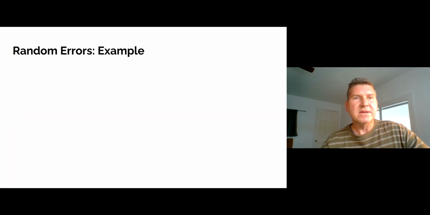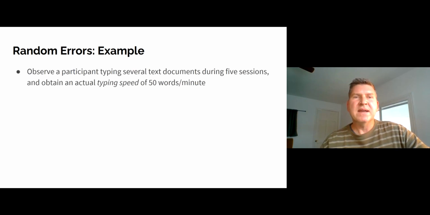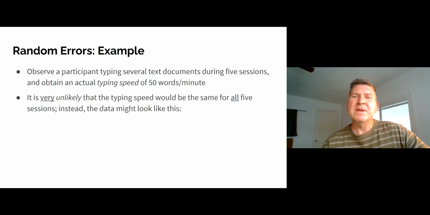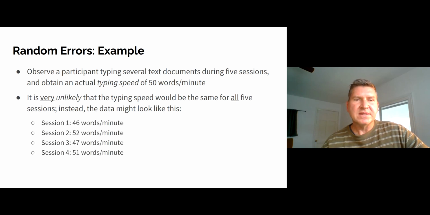We'll start with random errors. What is a random error? Let's say we have a task and we observe a participant typing several text documents during 5 different sessions, and we obtain an actual typing speed of 50 words per minute. But it's very unlikely that they would get 50 words per minute each time they took the test. What's going to happen is you're going to see data that looks something like this. You're going to see some kind of variance between their performance on different sessions.